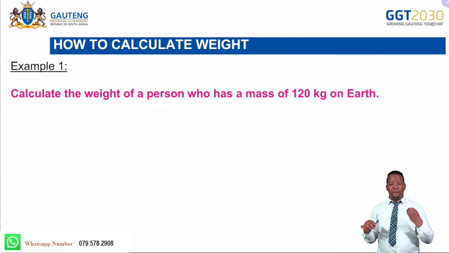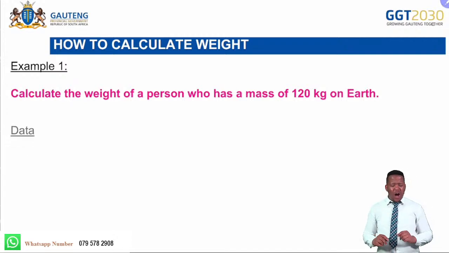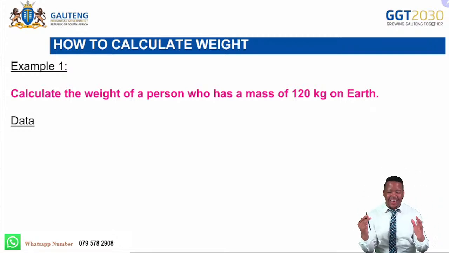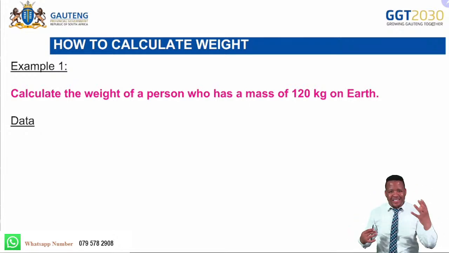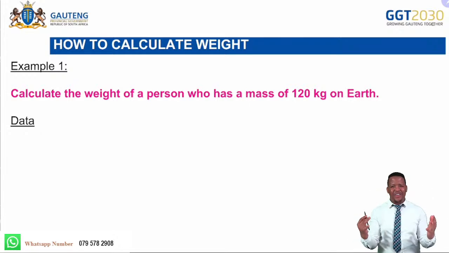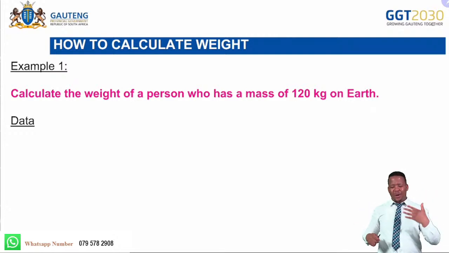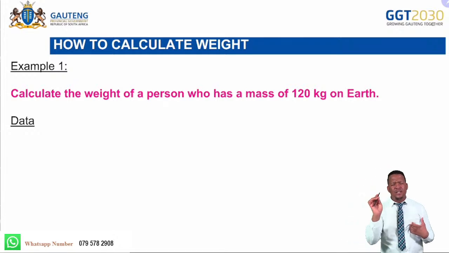Calculate the weight of a person who has the mass of 120 kilograms on Earth. On Earth. You see, I'm being specific, on Earth. So, how do we do this one? Remember, my science learners, every time you do your calculations, have data. We get our data from the statement or from the question that is given.